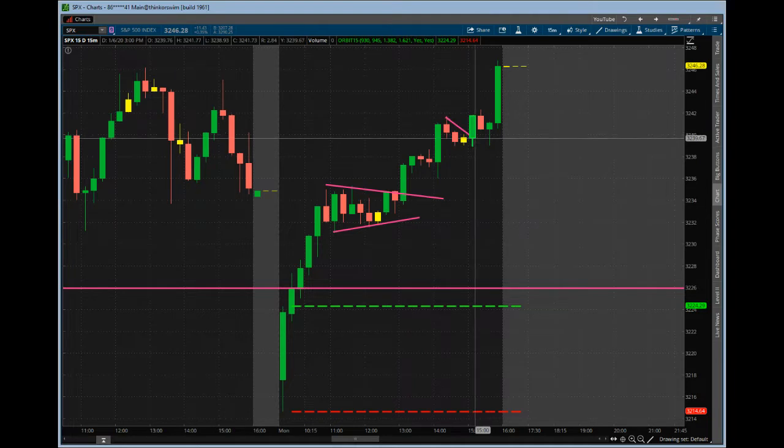We had a bull flag right here. We got a little bit of a pop off of that, retested these lows here off of where that inside candle was, and then boom, popped into the close. So pretty impressive stuff there.